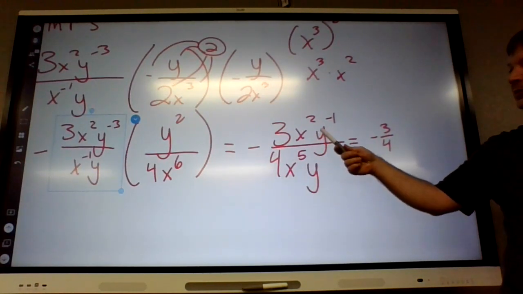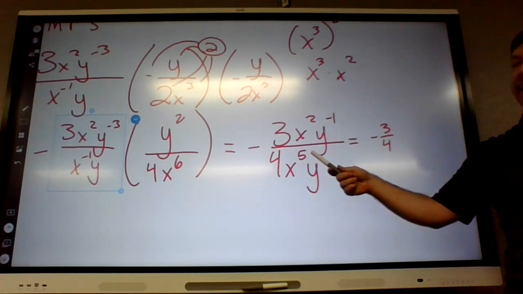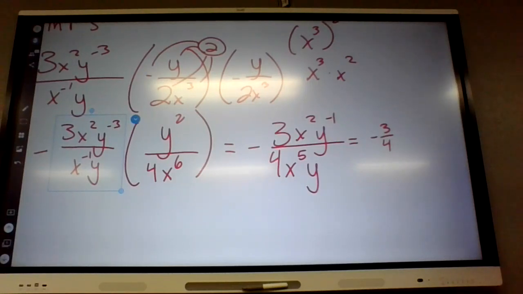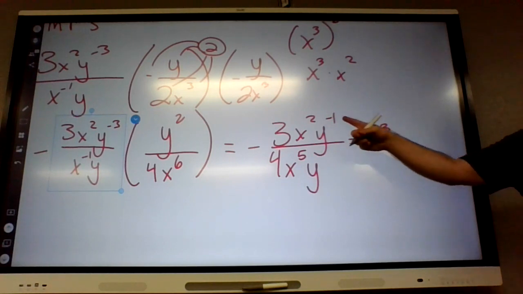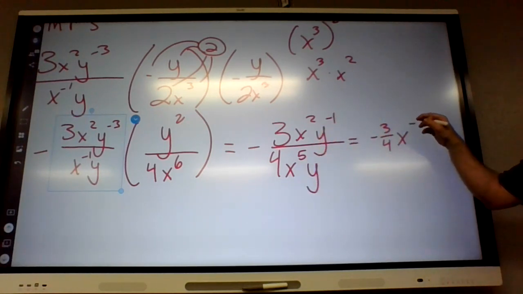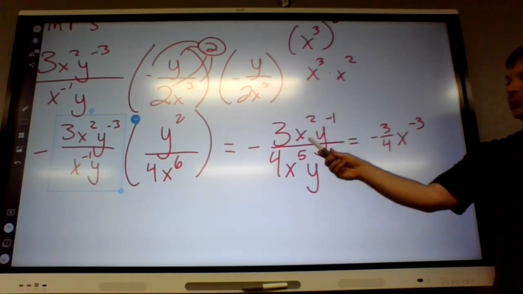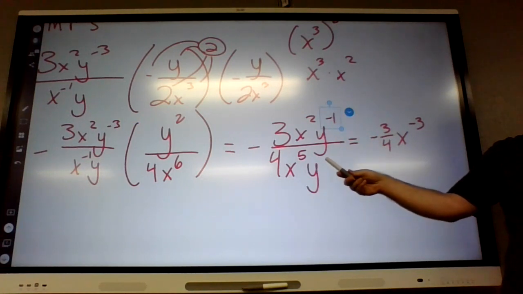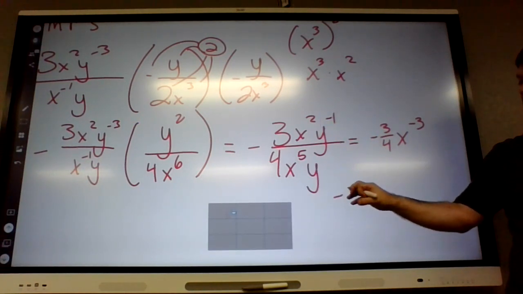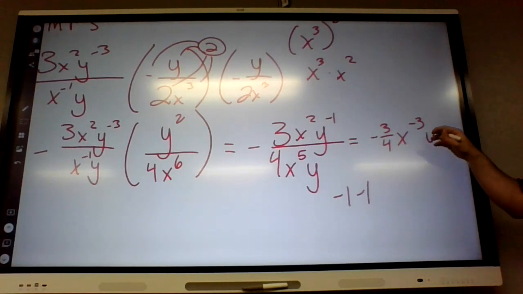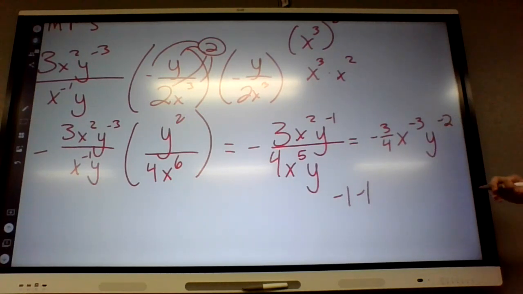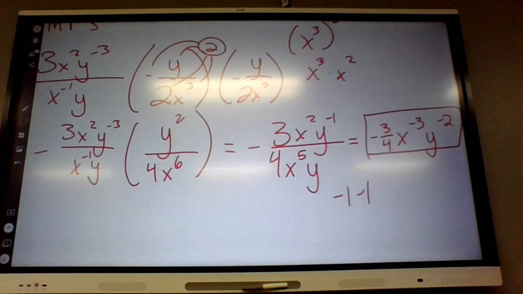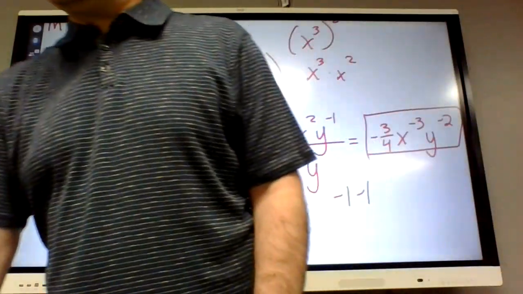And then Mallory, how many x's do we have here? Yes. 2 minus 5, that's how many? -3. 2 minus 5. And then on the y's, it's -1 minus 1. So it's y to the -2. That was a toughie, wasn't it? Number 12 is a little bit easier.